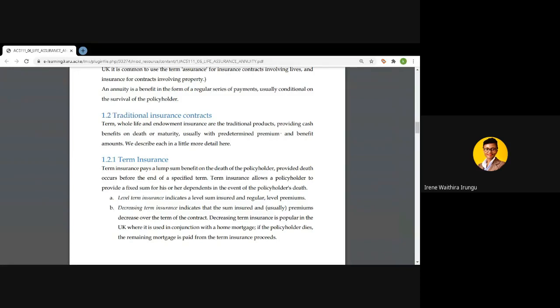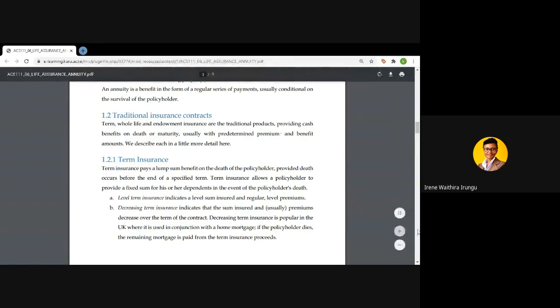So this is a case, again, where you're not having the constant sum assured or the constant premiums being paid regularly, but rather over the years, as we approach the maturity of the contract, the sum assured payable to the beneficiaries is decreasing, and the premiums being paid by the policyholder are also decreasing. And this is most popular in the UK, where term assurance is offered in conjunction with a home mortgage or a home loan, so that if the policyholder dies, the remaining mortgage is paid by the term insurance proceeds.